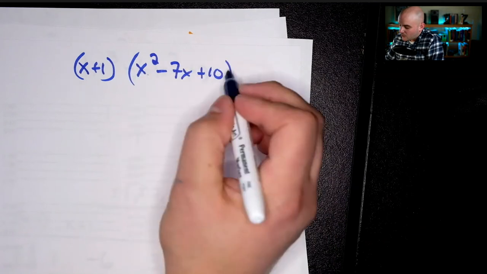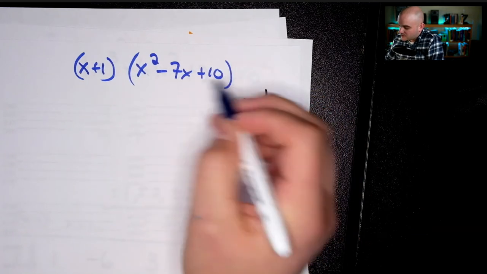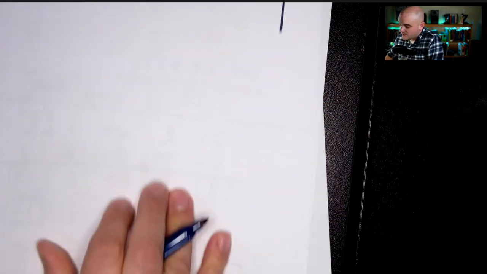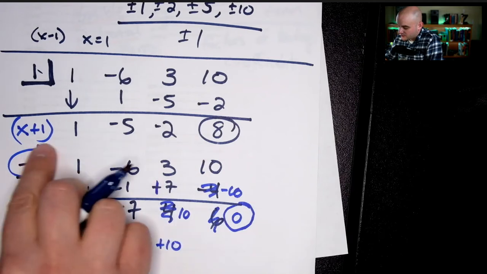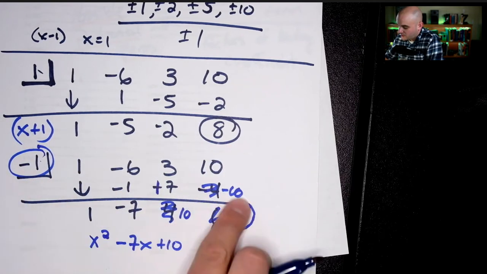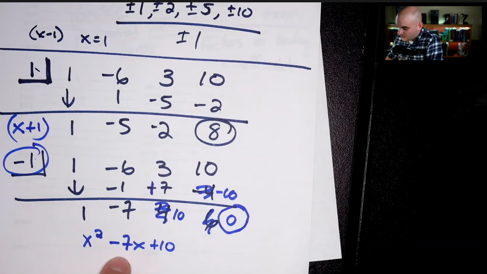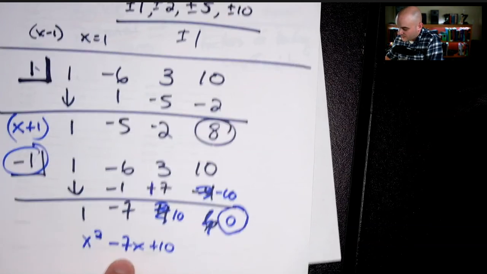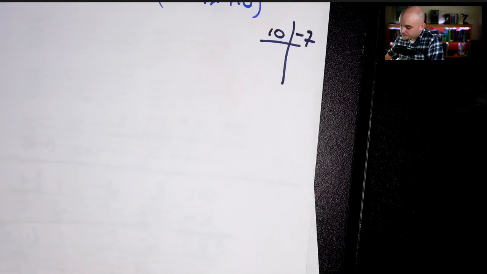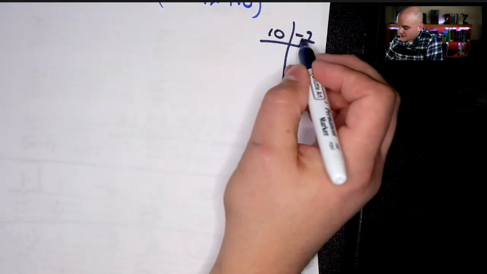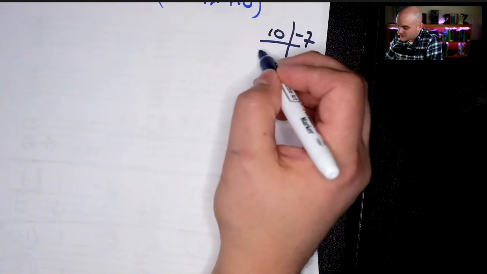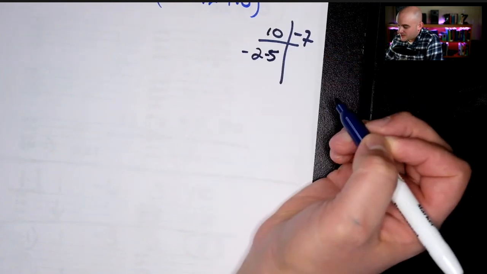So I've got 1 times 10 and factors of 10 that equal negative 7. Notice I'm taking what I got when I divided x plus 1 into this thing right here. When I divide it in, I got that right there left over after dividing it by x plus 1. So I'm going to factor that. That's what I'm doing here. So factors of 10 that add up to -7. I got -2 and -5.